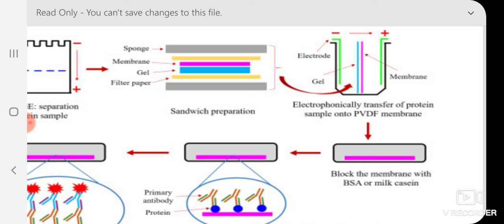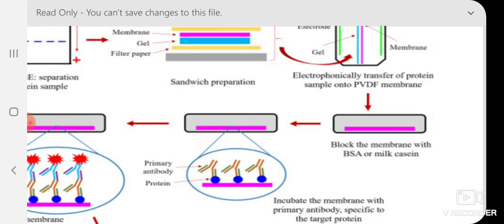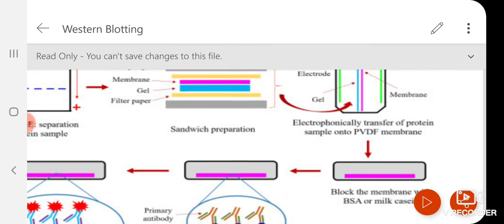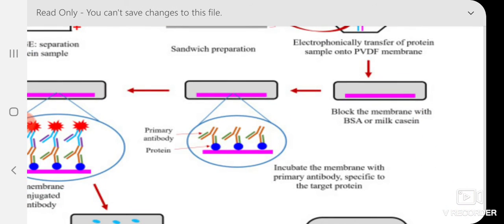Remember this direction. Once transfer is over, the pink color is our membrane, the PVDF membrane, and we need to block the membrane with BSA or non-fat milk. Any commercially available non-fat milk powder you can dissolve in PBST, phosphate buffer saline plus Tween 20.